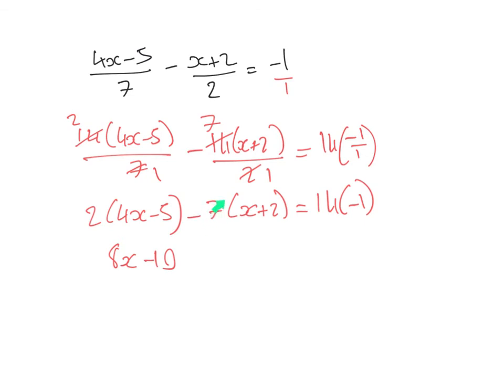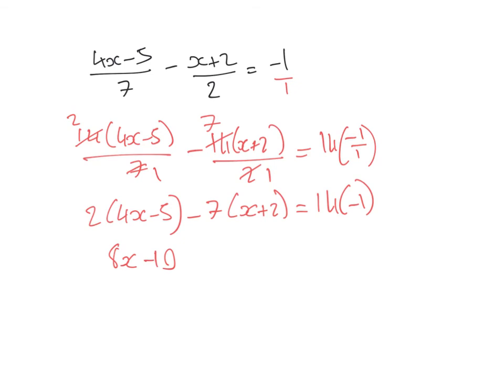This 7 is not multiplying x plus 2. It is this, negative 7. That's where the biggest mistake is. Loads of people will go 7 times x, 7x, minus 7x, and then go 7 times plus 2 is plus 14. But it's not 7 times plus 2 is plus 14. It's negative 7 times plus 2 is negative 14.